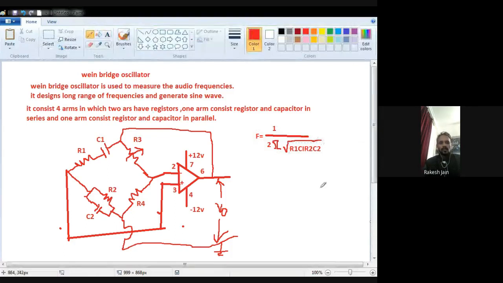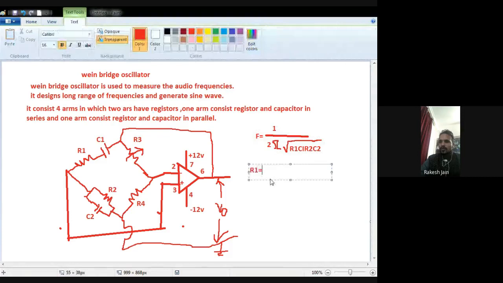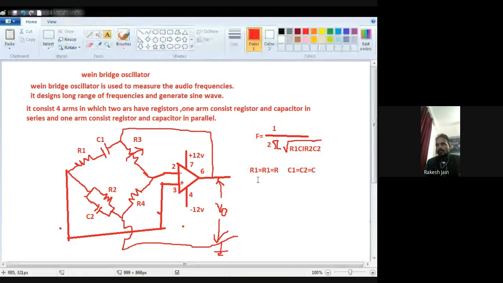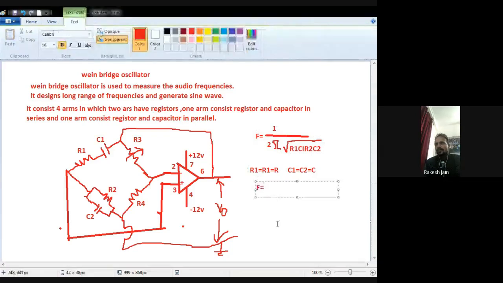R1 C1 R2 C2. If we choose R1 and R2 both equal to a single value, let's suppose R, and the capacitors C1 and C2 equivalent to each other, that is C, then what will happen?